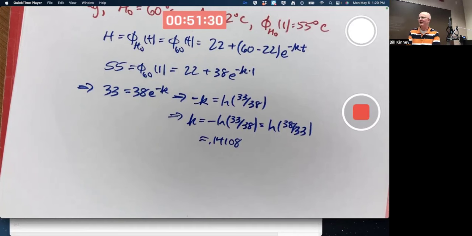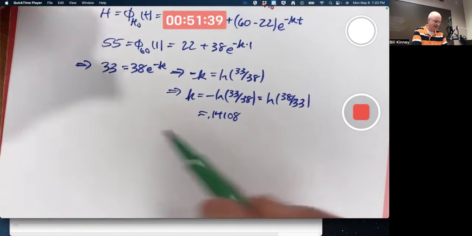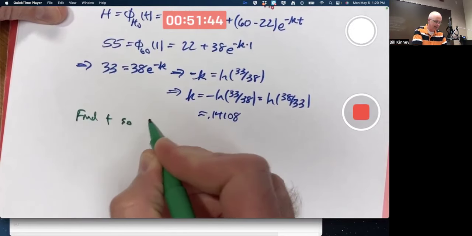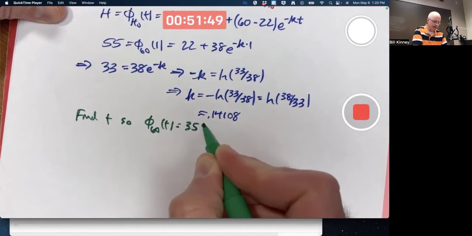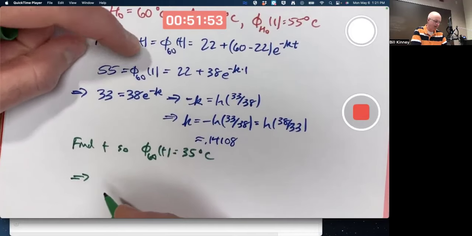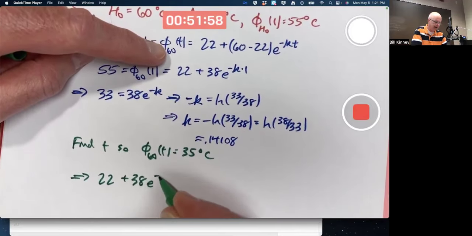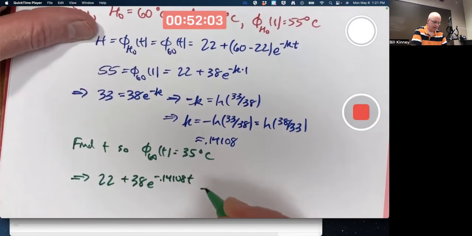Maybe 35 degrees Celsius is good enough. That's probably too cool for some people. Maybe too hot for others, I don't know. Find T so that phi sub 60 of T equals 35. One more equation to solve. 22 plus 38 e to the negative 0.14108. Now I'm using K times T equals 35.